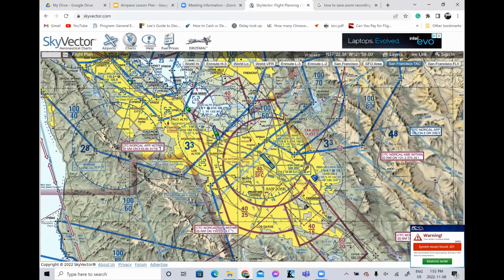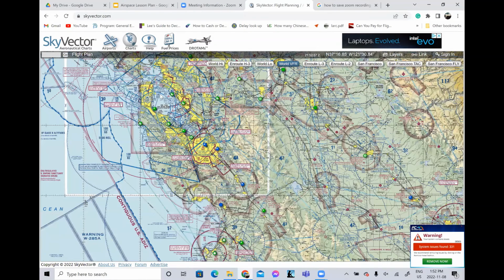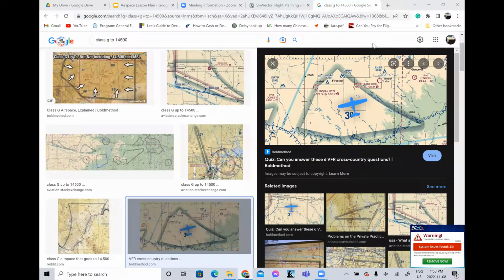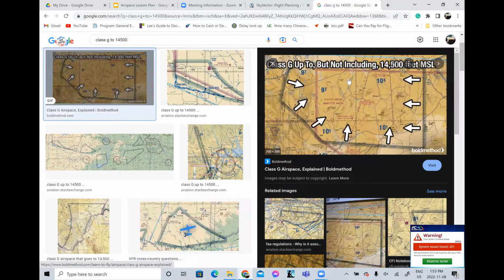And one interesting example of class Golf, which I was not able to find, is where it actually terminates at 14,500 feet. So give me a minute and I'm going to try to look for it. Okay, so here's an example of a blue vignette. This one's interesting. Anything surrounded by these blue vignettes shows that class Golf airspace actually goes up to 14,500 feet. And then class Echo starts. Here's another example. But it's rare that we'll see this.